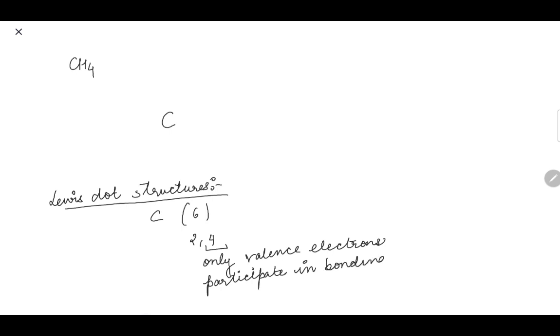I hope you're understanding. When only valence electrons participate in bonding, around carbon we will draw only four electrons. And it is combining with hydrogen, which is also a non-metal. Hydrogen is atomic number 1. Atomic number is the number of protons, so hydrogen has one proton, and in a neutral hydrogen atom there is one electron. So every hydrogen brings with itself one electron.